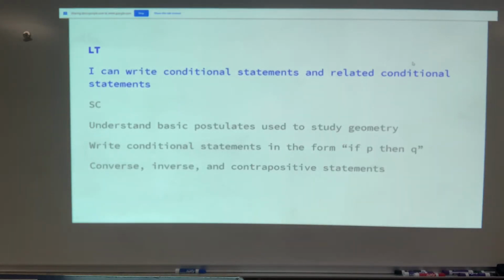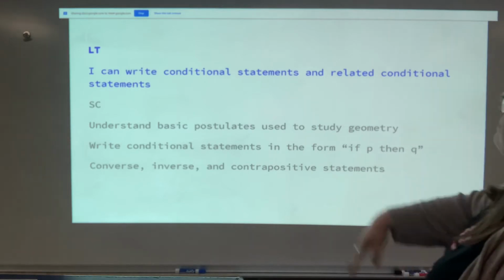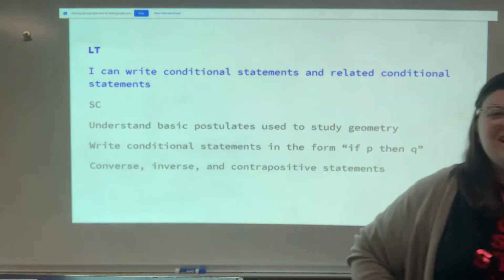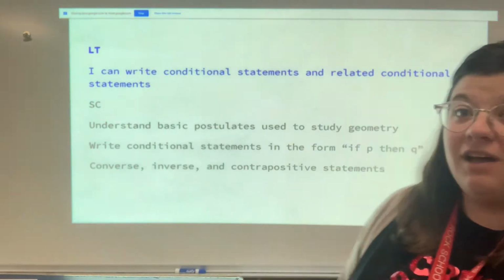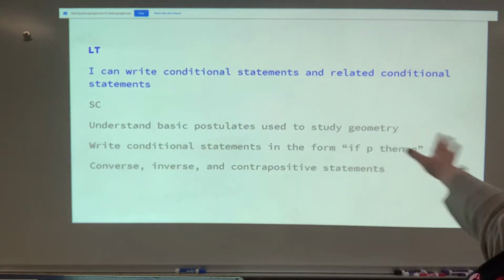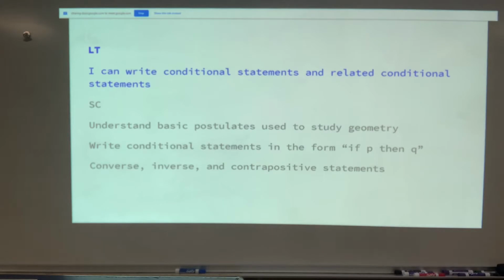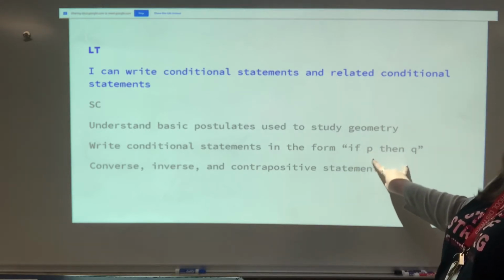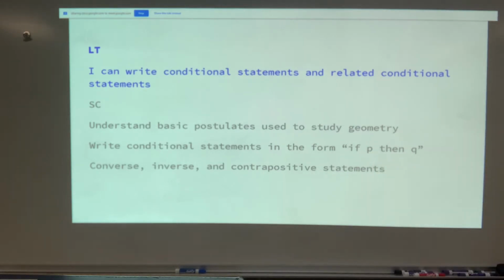Got a new learning target for today's notes. So learning target, I can write conditional statements and related conditional statements. I would just get that first one down. Some of these are from last year. I'm trying to adjust things for online. So just get that first part. I can write conditional statements, all right? Success criteria, understand basic postulates used to study geometry. We'll talk about that later as well. Write conditional statements for sure in the form if P then Q. We're going to see what that means exactly, all right? And then at the end, we're going to cover converse, inverse, and contrapositive statements, all right?